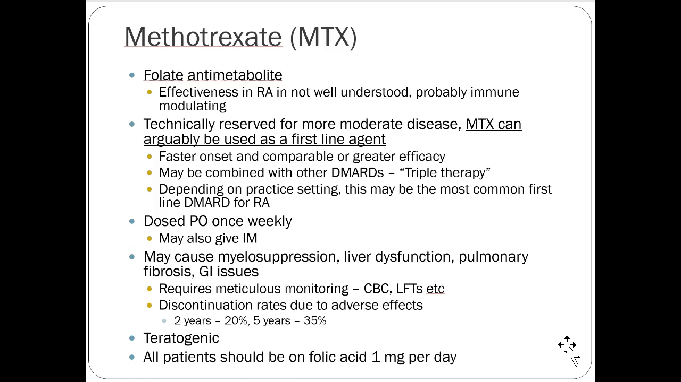This is technically historically reserved for more moderate disease, but methotrexate is arguably a first-line agent nowadays. It's got faster onset and comparable or greater efficacy than the drugs we just talked about on the other slide. You can combine it with other disease modifying agents, so you can combine it with hydroxychloroquine, you can combine it with some of the newer injectable drugs we're going to talk about in a second. And depending on the practice setting, again, this is how the rheumatology clinic wants to practice, this is probably going to be a more common first-line option than the ones we just talked about.